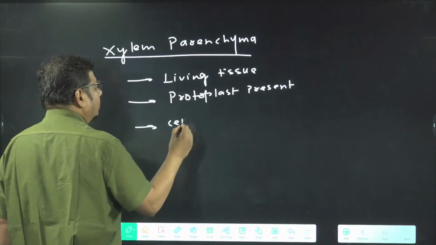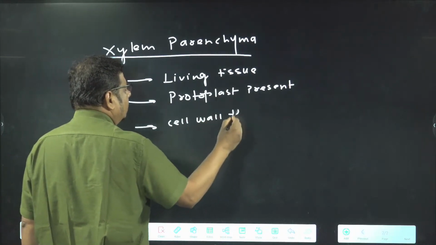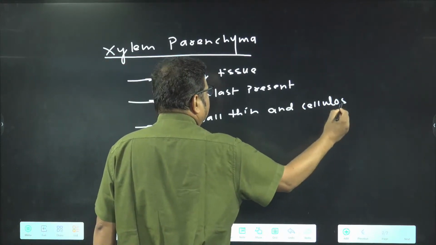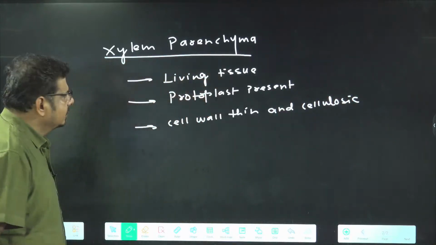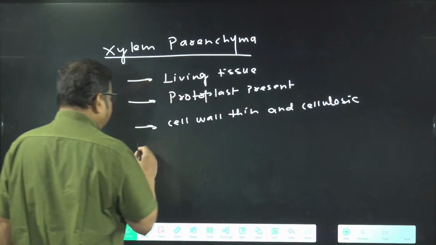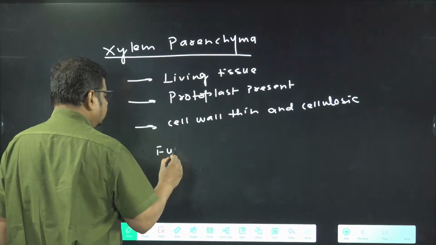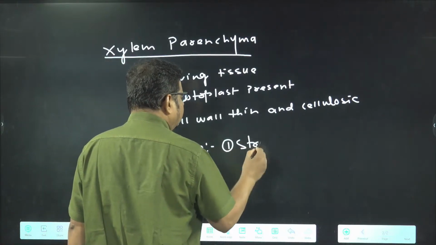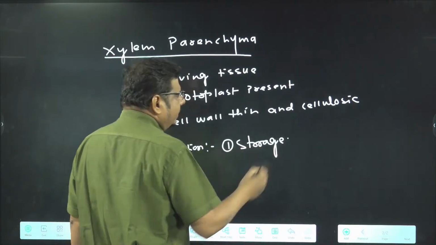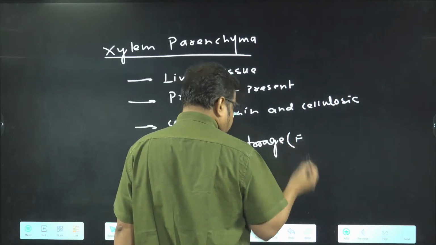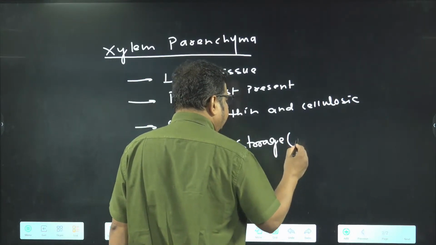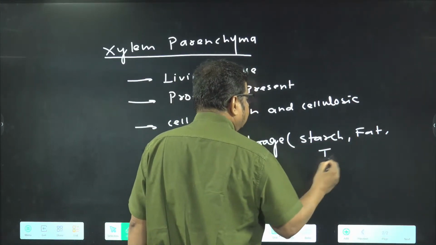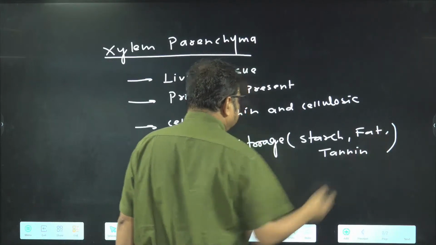Next, what can we write? Cell wall, thick or thin? Of course, parenchyma is there. Cell wall thin and cellulosic. If you talk about the function of the xylem parenchyma, first function: storage. What does it store? Storage of food. Or I'm writing in detail, storage of starch, storage of fat, and storage of tannin. These are the first function.